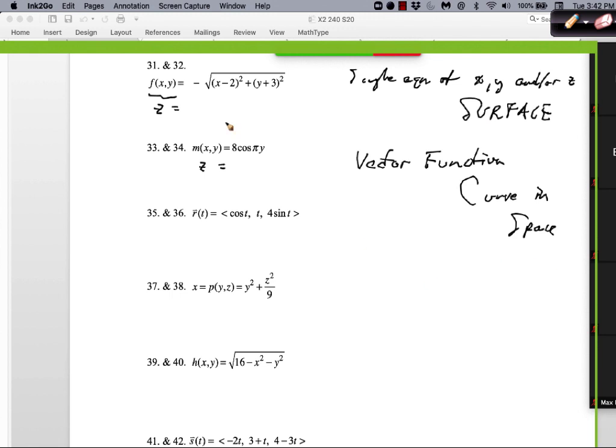So our surfaces would be this one. What's this? That's a curve, that's a vector function. This is a surface. This is another surface. And this is a curve, or in this case, a line. Lots of you said this was a plane. This is not a plane. It's a line: x equals negative 2t, y equals 3 plus t, z equals minus 3t.